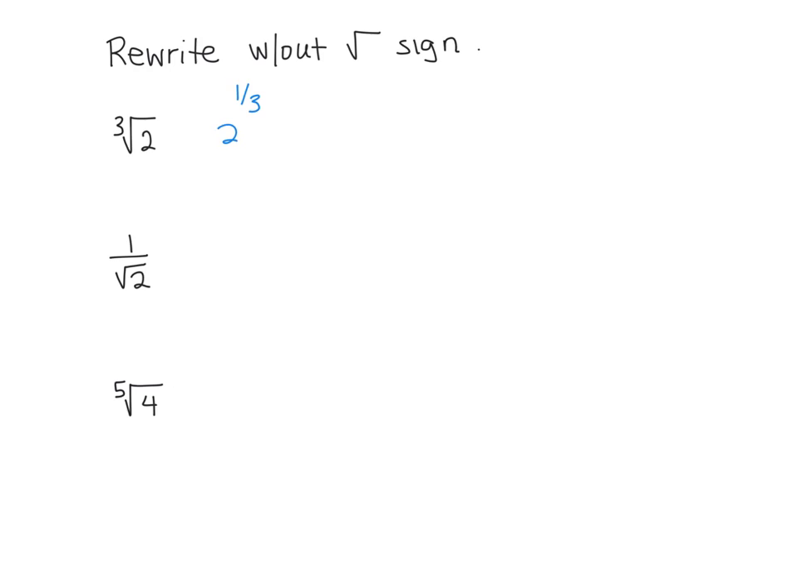Here we have 1/2 raised to the half power. So that's a 1 over. So we have 2 raised to the -1/2. Fifth root of 4, that's 4 raised to the 1/5.